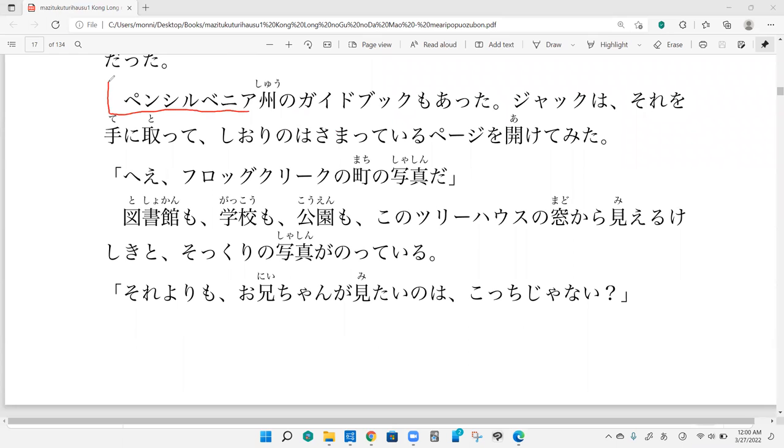Okay. Next is the sentence that ends here. In Pennsylvania, shū no gaidobukku mo atta. Pennsylvania 州のガイドブックもあった。What does that mean? So, in the city of Pennsylvania, there is a book about the city of Pennsylvania. Exactly. What does mo mean? It is a particle that does something. It also does something. Yep. So not only is there an old book about castles, there is also a guidebook about the state of Pennsylvania. So Jack, seeing that, he decides to do this.